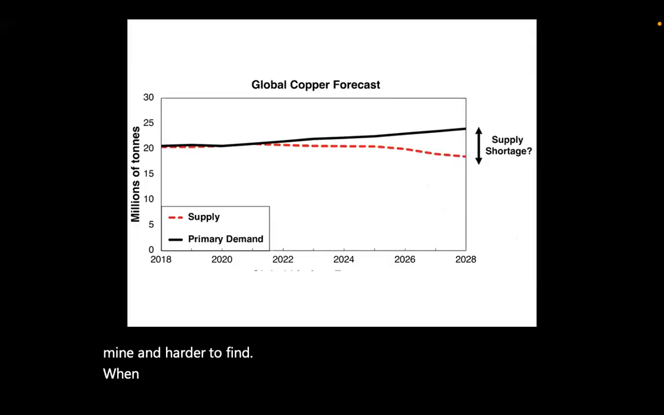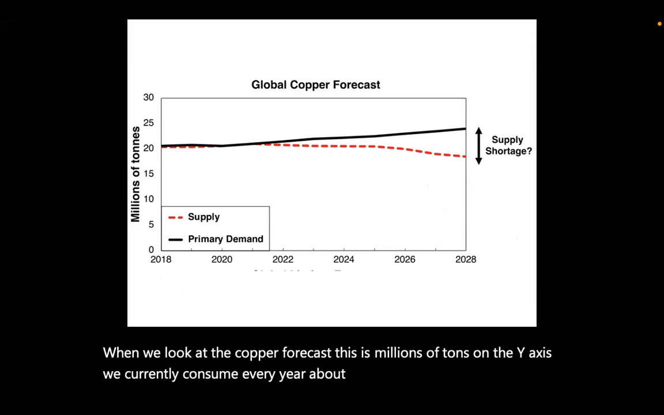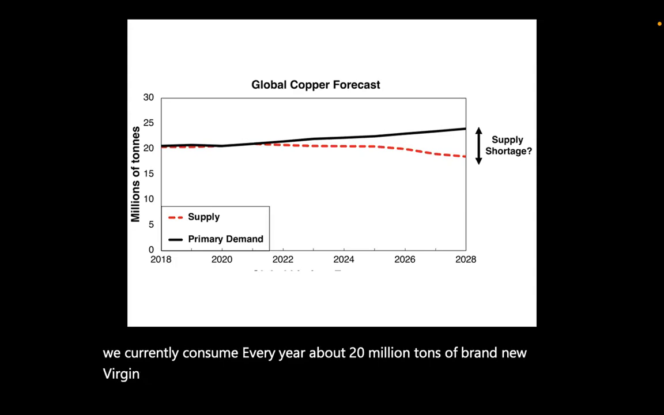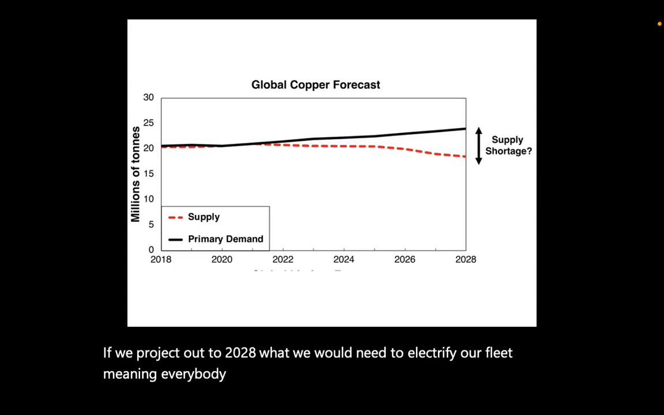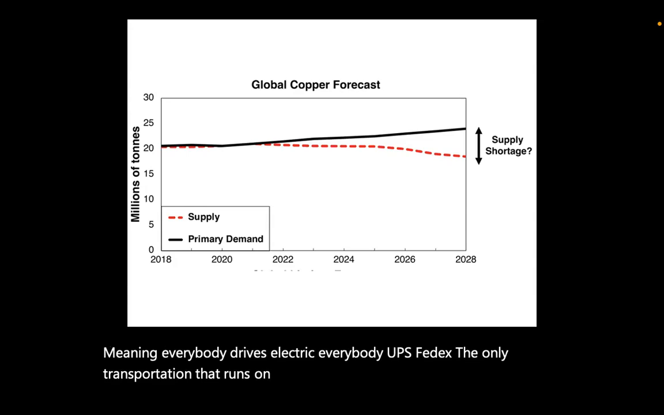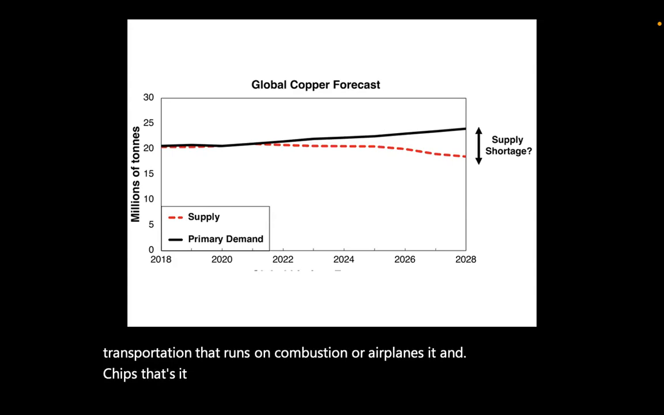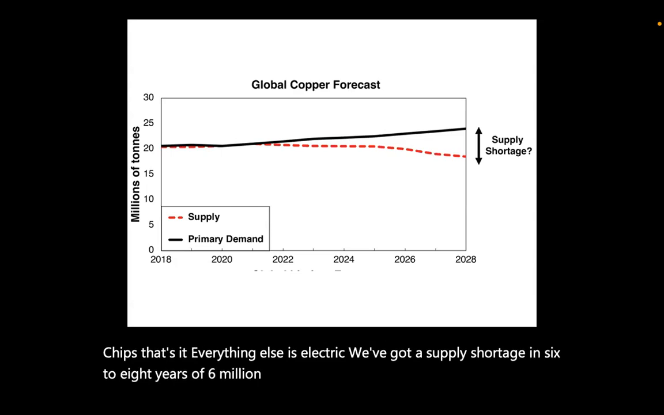When we look at the copper forecast, this is millions of tons on the y-axis. We currently consume every year about 20 million tons of brand new virgin primary copper. If we project out to 2028, what we would need to electrify our fleet, meaning everybody drives electric, UPS, FedEx, the only transportation that runs on combustion is airplanes and ships. That's it. Everything else is electric. We've got a supply shortage in 6 to 8 years of 6 million tons. 6 million tons is a lot of copper.